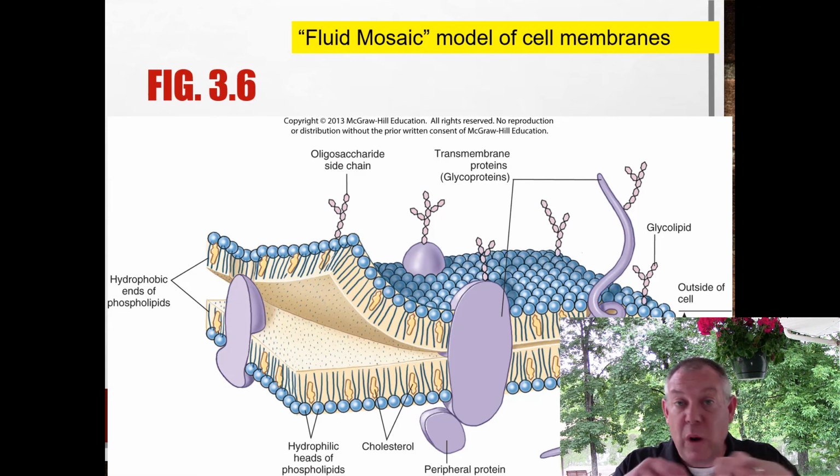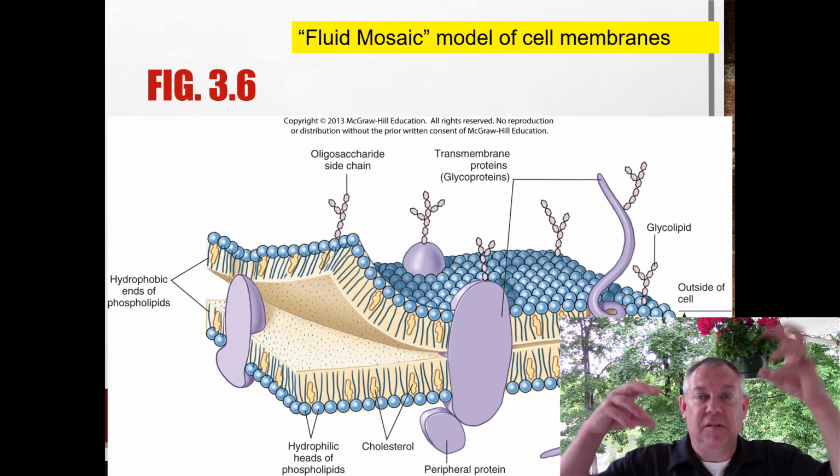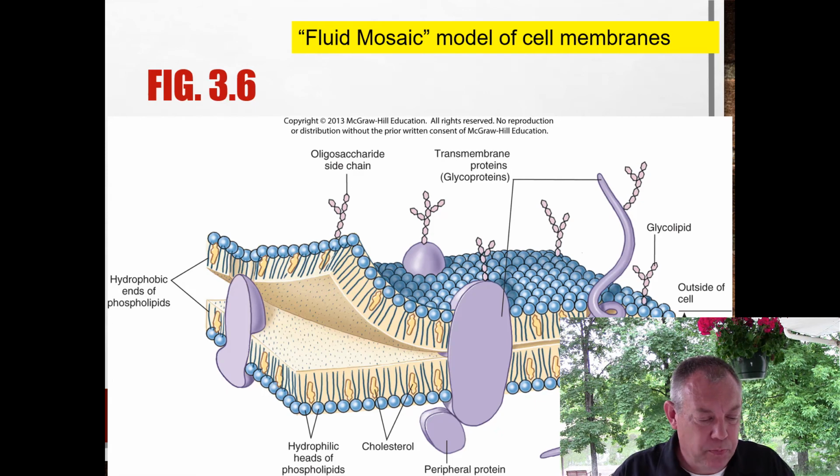And it's not a rigid membrane. All these molecules can kind of flow around, and so that's why it's called the fluid mosaic model, right? It's not rigid, things can move, that's the fluid part. The mosaic is when you have pieces of different things that all come together.